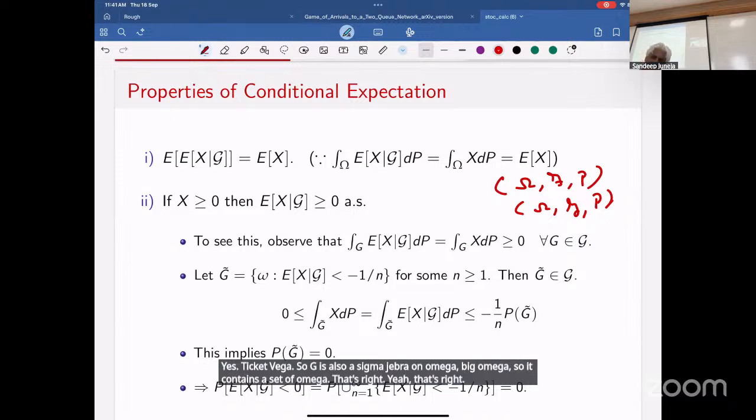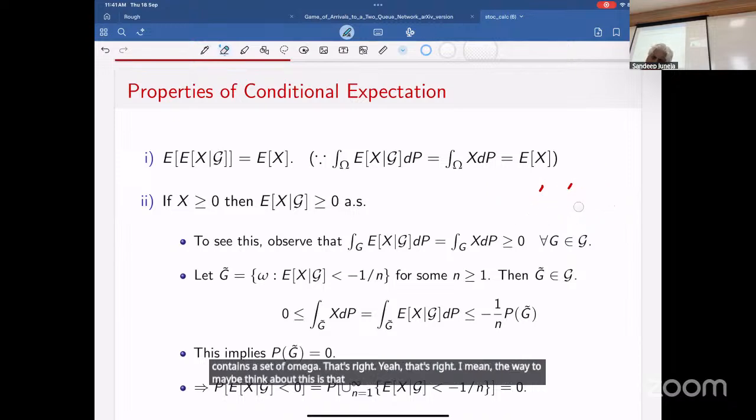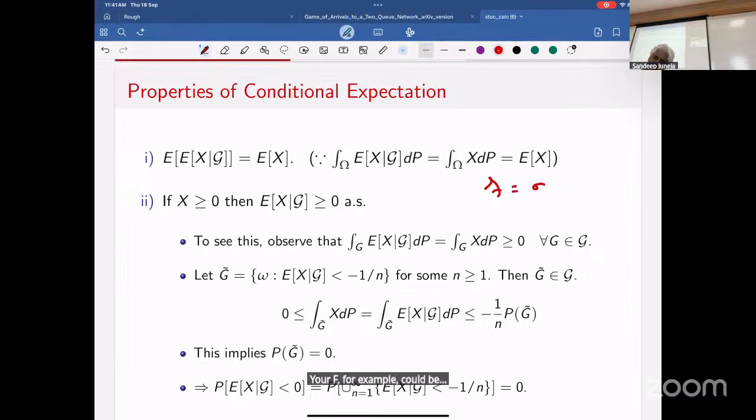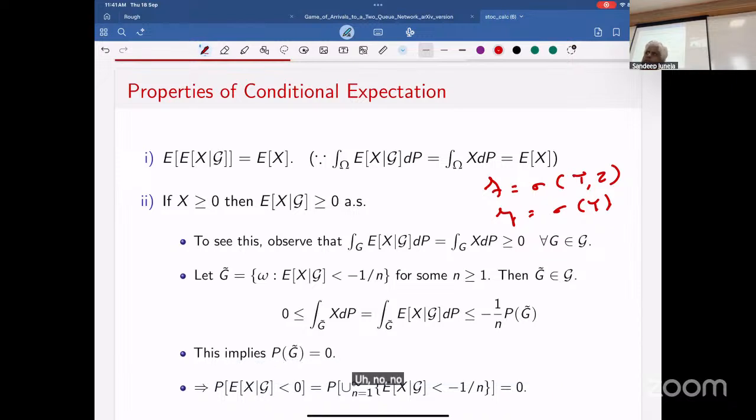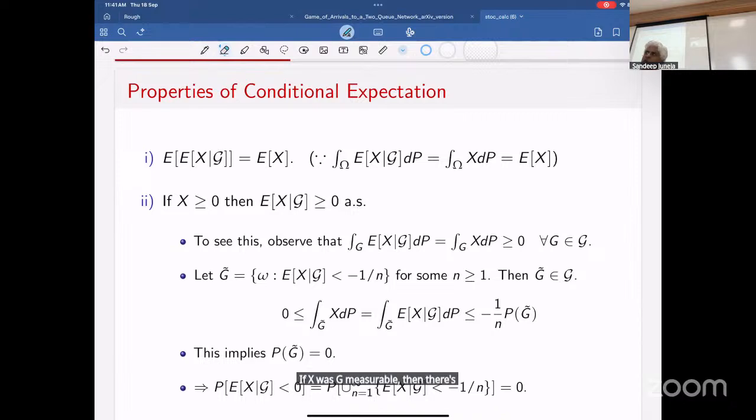The way to think about this is that your F, for example, could be sigma of Y and Z, and your G can be sigma of Y. So F has more information. But earlier we showed this is only true when X is G measurable, right? No, X was never G measurable. E of X given G was G measurable. X is F measurable. If X was G measurable, then there's nothing to talk about.